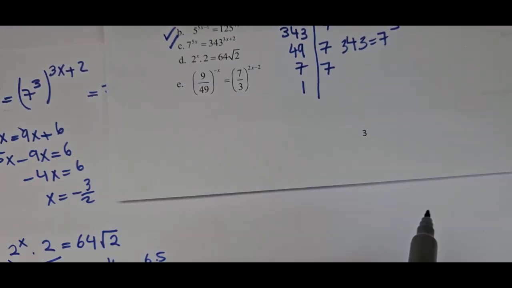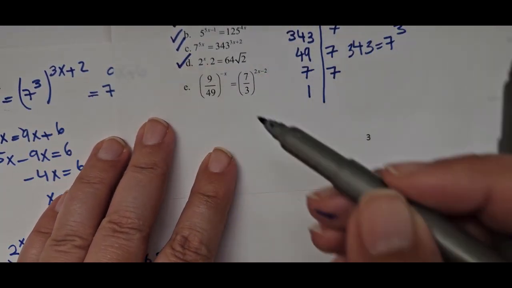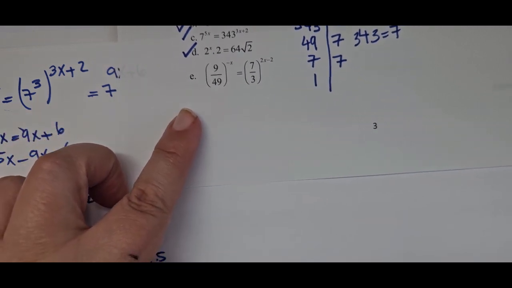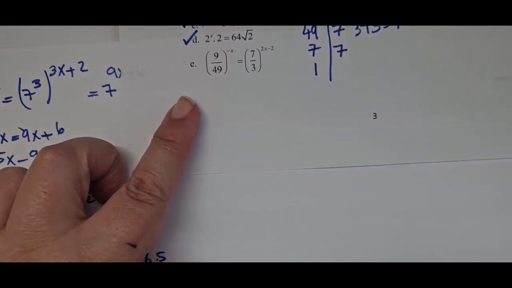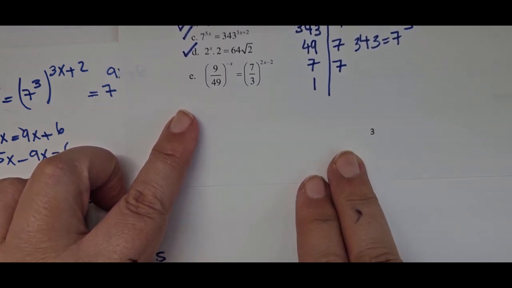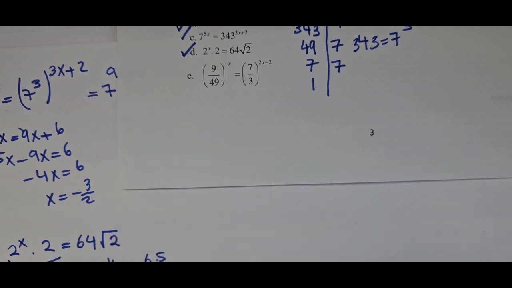Okay, we solved number D. Please do check your answer, test it, make sure it's the correct answer. Now I'm going to do the next one. So it's 9 divided by 49. The base is a fraction to the power negative x.